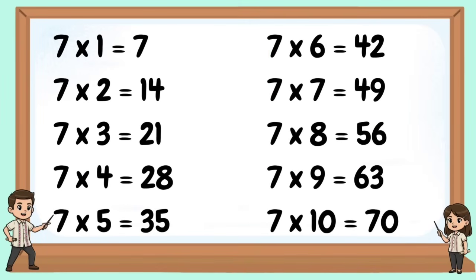7 times 1 is equals to 7. 7 times 2 is equals to 14. 7 times 3 is equals to 21. 7 times 4 is 28. 7 times 5 is equals to 35. 7 times 6 is 42. 7 times 7 equals 49. 7 times 8 equals 56. 7 times 9 equals 63. And 7 times 10 is equals to 70.